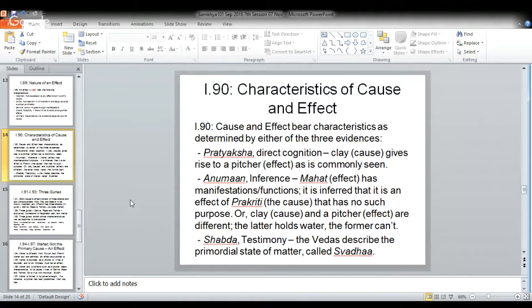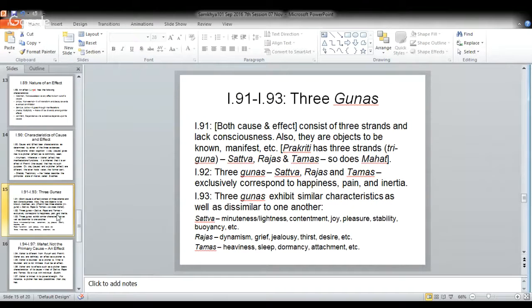I am still 10 statements away, and we are almost done in an hour's time. I don't know. If I just read out these slides, then I can be over with Satkaryavada. I will not read the originals.